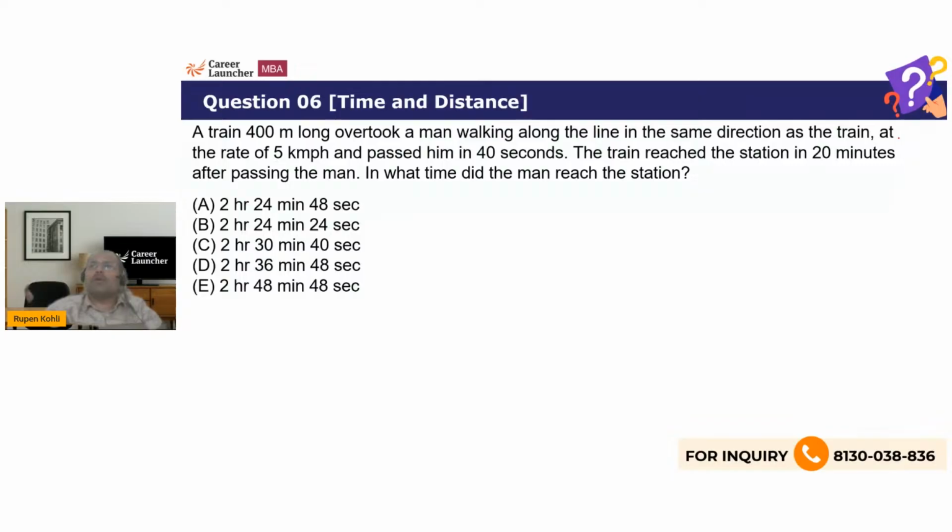From what time onwards? I mean, is it when the train started crossing the man? From that time onwards, you're measuring the time of the man, or when the train has crossed, or when the train has reached the station after that? Nothing is specified. This is a PYQ. This is a previous year question, right?